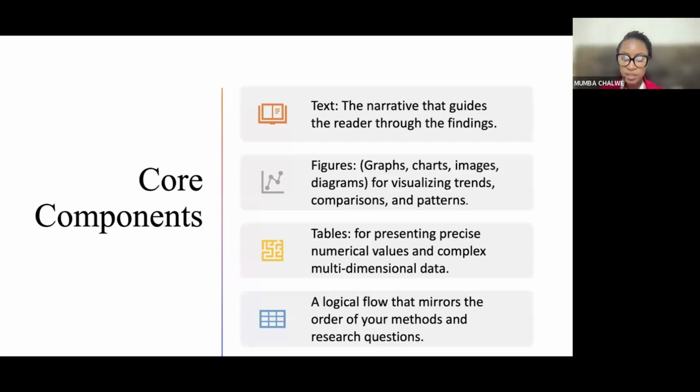And basically your results section should be logical and it should follow your methodology. Okay, the order in which you did things is the order in which you present your results. And there should also be some logical flow between your research questions and, of course, your results. But then remember that even your methods are following that same logical flow to answer the research questions.